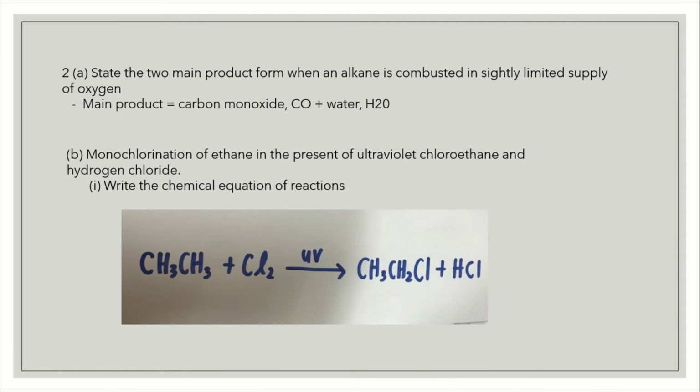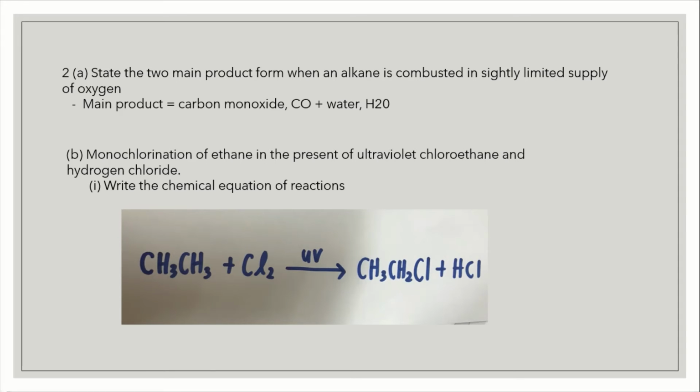So moving on, we are required to state two main products formed when an alkane is combusted in slightly limited supply of oxygen. Sorry about the misspelling. It is supposed to be in slightly limited supply of oxygen. So the two main products that you will have when there is a limited supply of oxygen will be carbon monoxide as well as water.